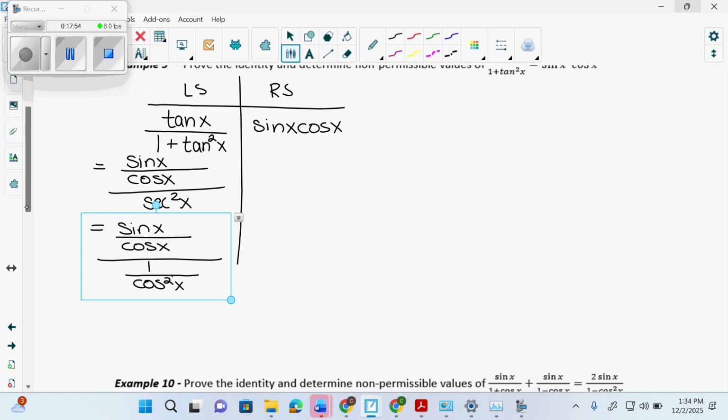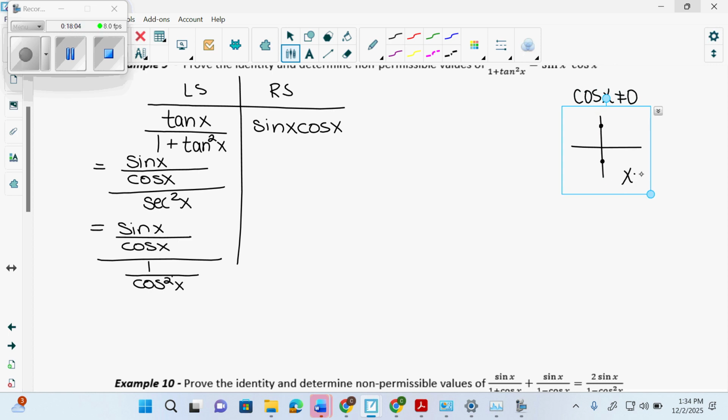Yes, restrictions. So I'm going to say cos x can't equal 0. Cos x equals 0 here and here. X can't equal 90 degrees plus 180 degrees n, where n is an integer.